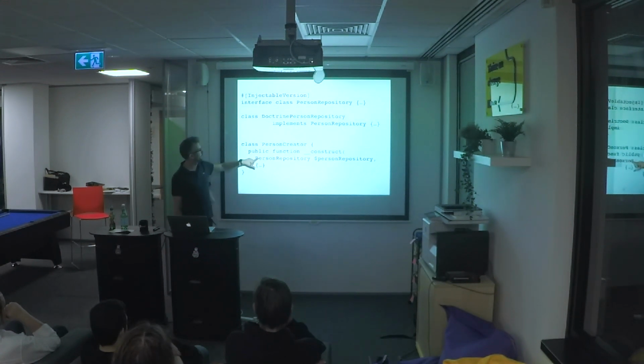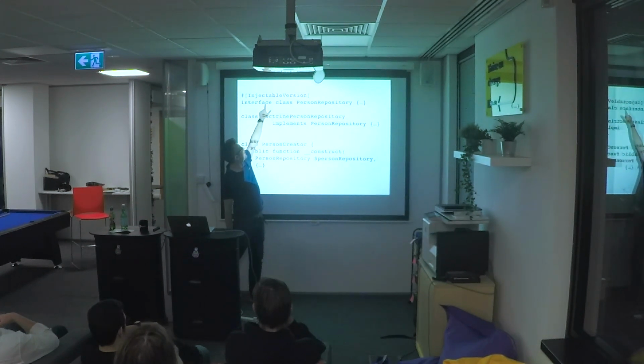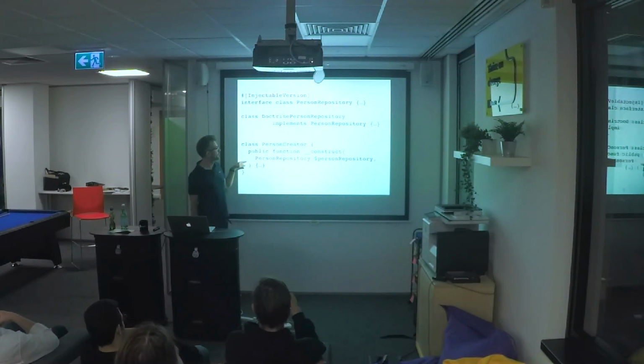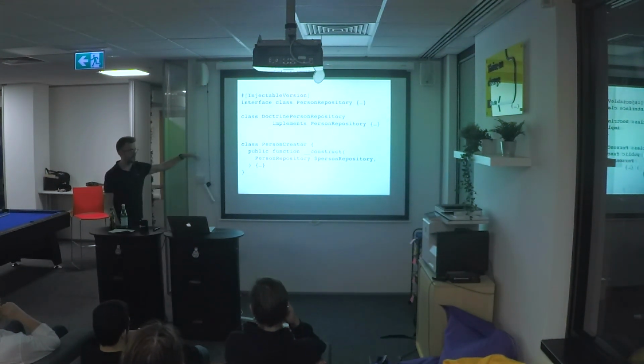But if I'd done this as doctrine person repository instead of the interface, what it would do is go look at doctrine repository. It would see, oh, I implement person repository. And then it goes, but person repository is the injectable version. So it'd tell me you shouldn't be using doctrine person repository, you should be using person repository. So that's just to make sure that people don't inject the wrong things into their constructors.